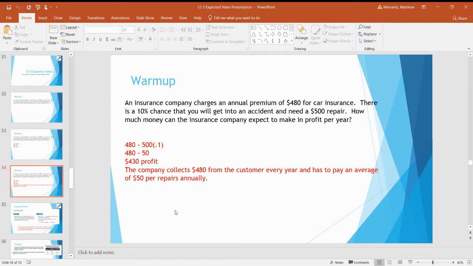Okay, like I said, the company collects $480 and has to pay an average of $50 for repairs annually per person. So over the course of 10 people, they should have to pay $500, but over 10 people, they make a whole lot more. So $430 per person, and if they asked you how much they could make for 10 people, we can multiply and take that information. So that's how insurance companies kind of determine what their premium is. They figure the average cost per customer, and then they choose a cost to you that's higher than that so that they can make enough money from you.